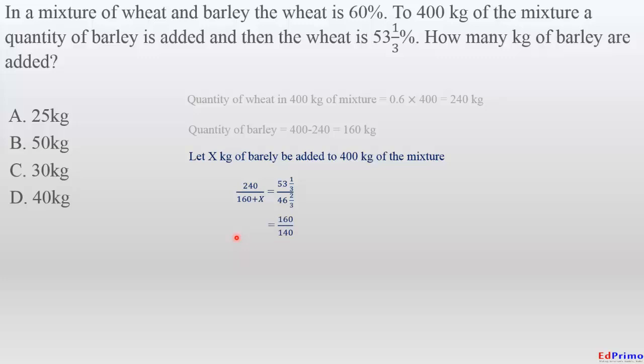53 1/3 divided by 46 2/3 is equivalent to 160 by 140, or 8/7. Now at this stage we can cross multiply 240 by 160 plus X and 8/7 to arrive at our final equation, which is 240 into 7 is equal to 8 into 160 plus 8X. Now this can be written as 1680 is equal to 1280 plus 8X. From there we get X as 50 kg. Now 50 kg, that is option B, is the right answer.